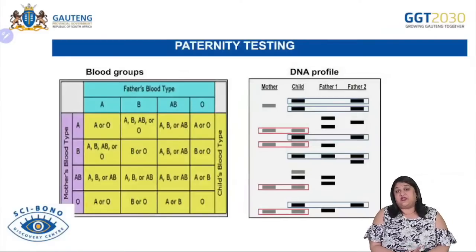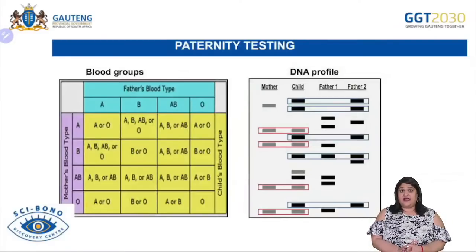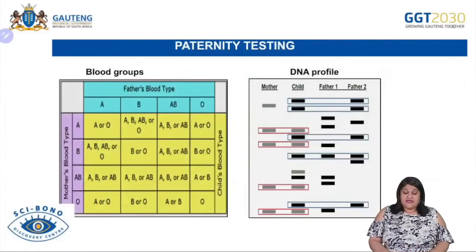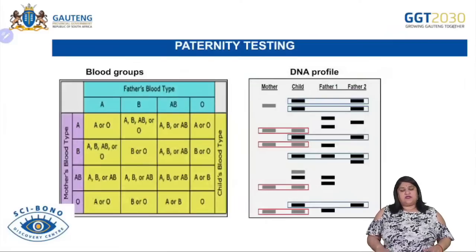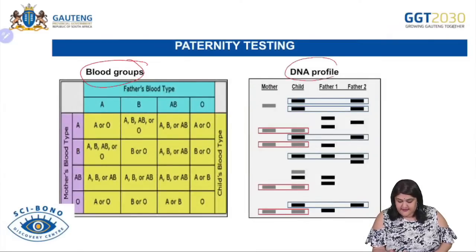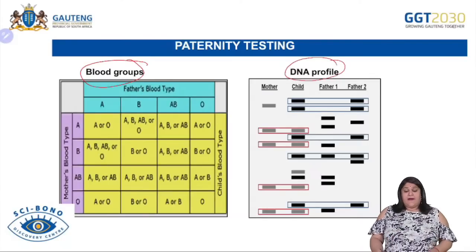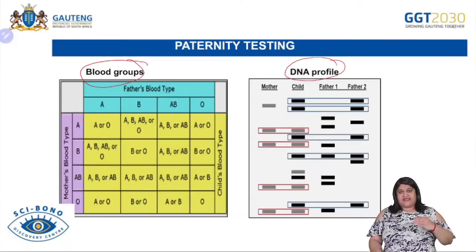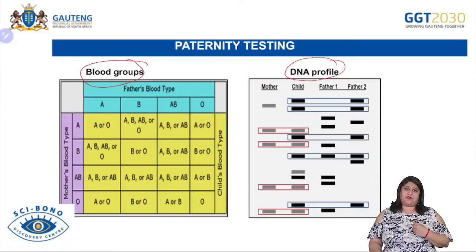Right. Then we go to paternity testing. Okay, now this is the question that they also like to ask you. Okay, it's paternity testing, and the important thing that you need to understand is that they actually use two. Okay, they either use blood groups or they use the DNA profile. Okay, but it's important for you to understand that with blood groups, it's not a definite answer that you will be able to indicate who the father is by identifying the blood group.